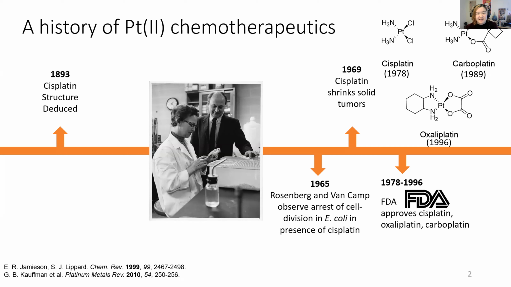So following its discovery and its approval, there's a lot of additional research looking at other platinum compounds to see if any of them could potentially help fight against cancer. So this resulted in carboplatin and oxaliplatin both also being approved in 1989 and 1996 respectively. And you can see all of their compound structures in this top right corner here.